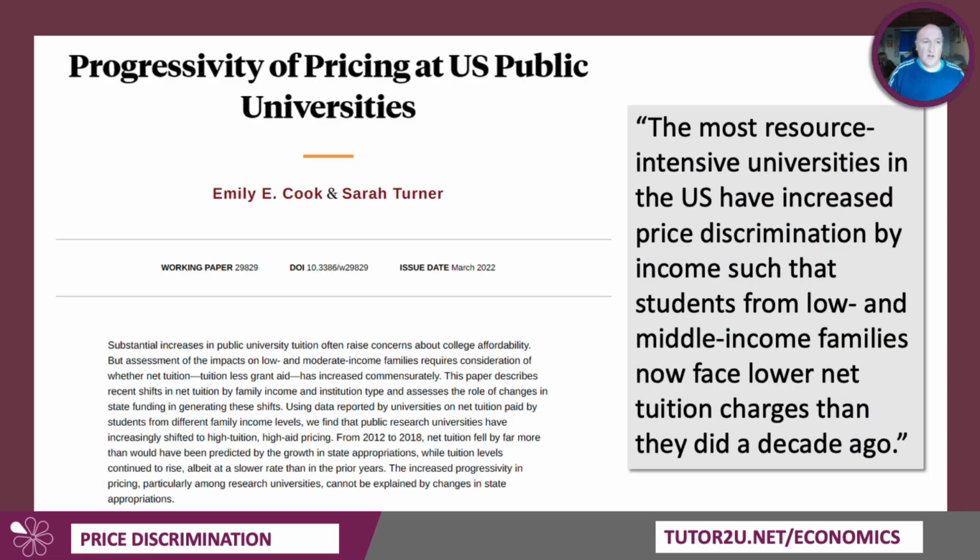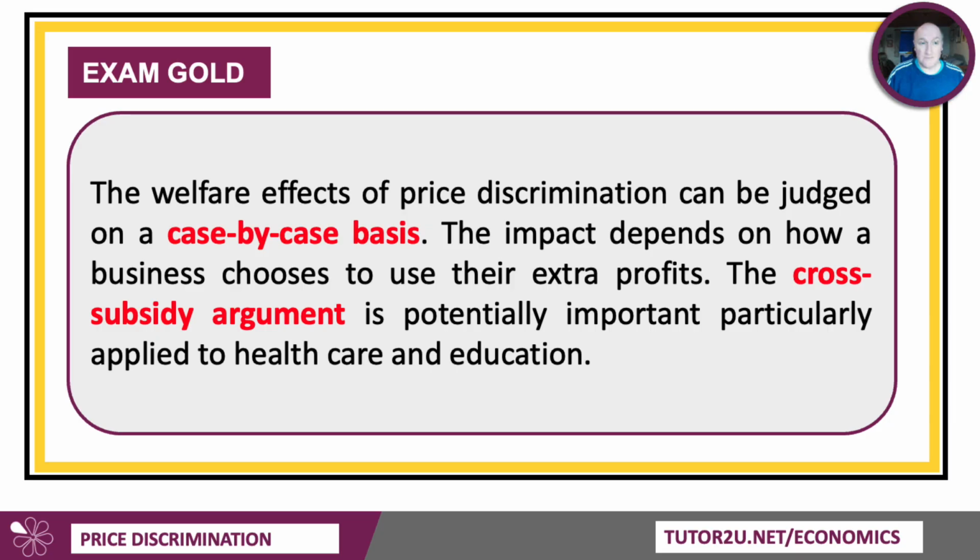Here's an interesting example. Progressivity of pricing at US public universities. The most resource-intensive universities in the states have increased price discrimination by income, so the students from lower middle-income families now face lower net tuition charges than they did a decade ago. So in real terms, the net tuition charges have gone down. Good example there of price discrimination being progressive.